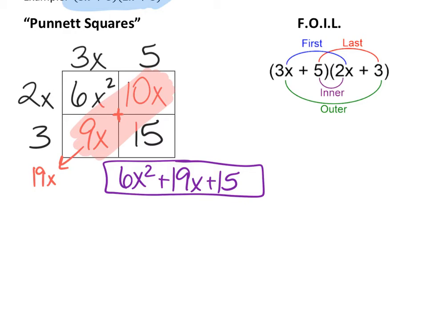That's the Punnett square method. You're totally allowed to use the Punnett square method if you like it. But my goal is to get us to use double distribution. Double distribution is called FOIL. This is our second technique because FOIL exactly spells out the order that we're going to multiply.